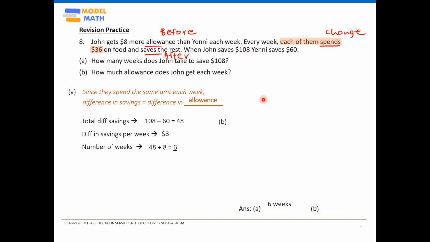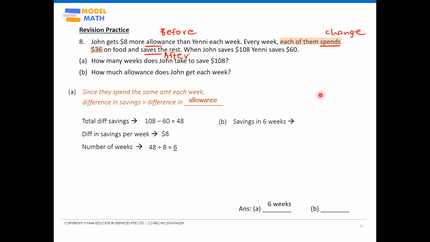Okay, so let's go on to part B. Now, how much allowance does John get each week? So we are working towards per week now, allowance per week for John. Looking at what we have so far, we have 6 weeks. This will be very helpful to us. What we know is that throughout these 6 weeks, John has saved up $108. Then there you go, you can go on to find out how much he saved per week.